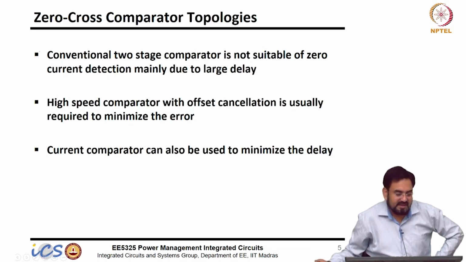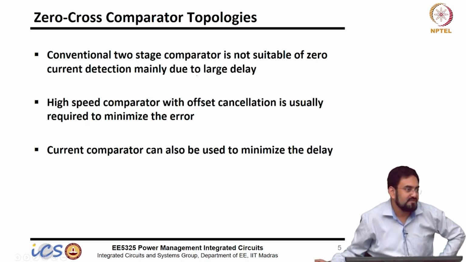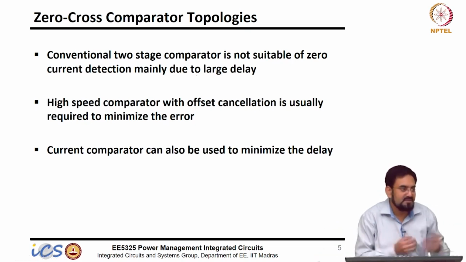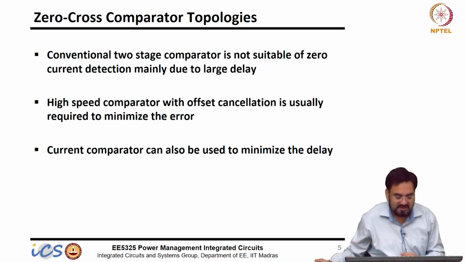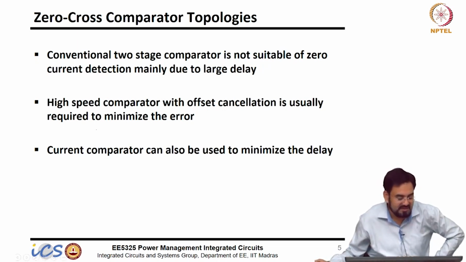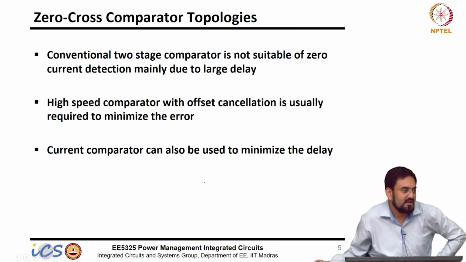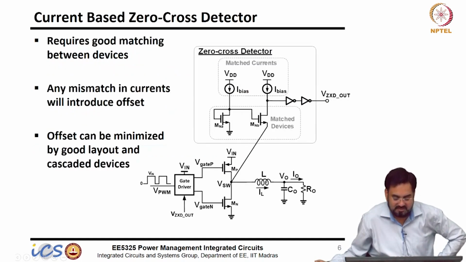There are different topologies you can use. Conventional 2-stage will not be suitable mainly due to large delay. The moment you have more stages, it means more delay. So a high speed comparator with offset cancellation is usually required to minimize the error. Most of the time we try to use a current comparator or inverter based one. Let us see how it works.